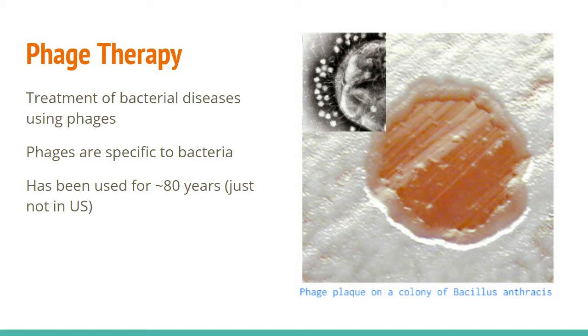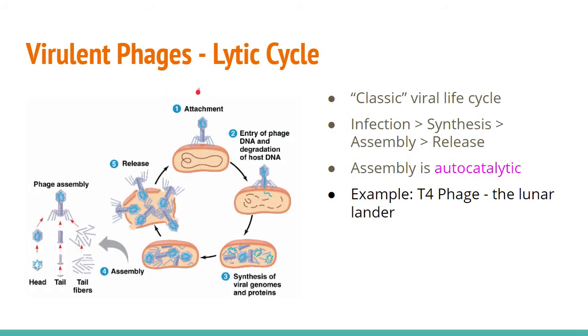And this type of treatment has actually been used for around 80 years around the world as a treatment for different bacterial infections. Just not commonly used in the United States yet, but maybe. So how do these viruses reproduce? What's their process? So we're going to explore two types of processes, the lytic cycle and the lysogenic cycle.